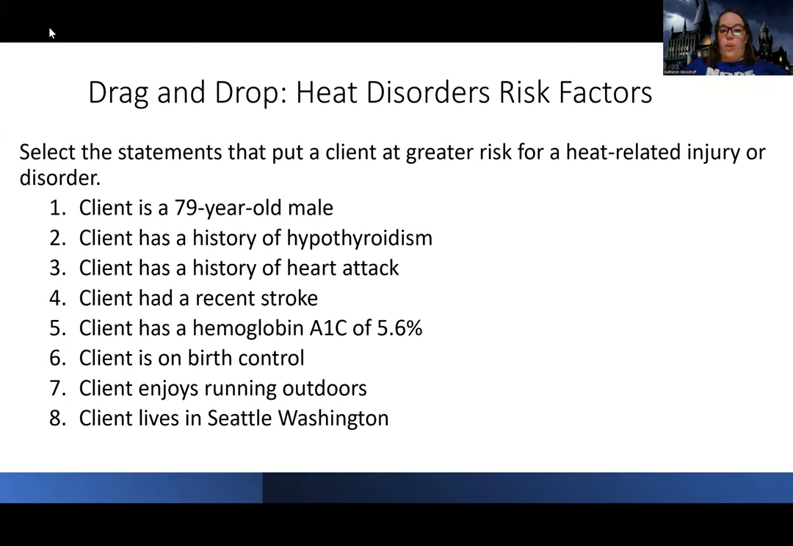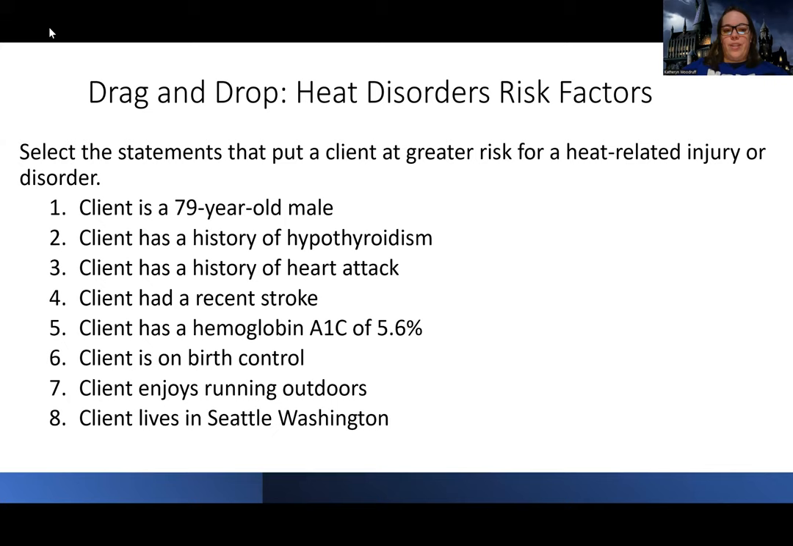Client has a history of heart attack. This is going to be a yes. Any sort of cardiovascular disease history is going to increase their risk for heat-related disorders. That also means a client with a recent stroke is a yes. It's partially because of the neurological effects, but also anything that affects the vascular system can affect flow. So people that have cardiovascular disease are going to be at risk.